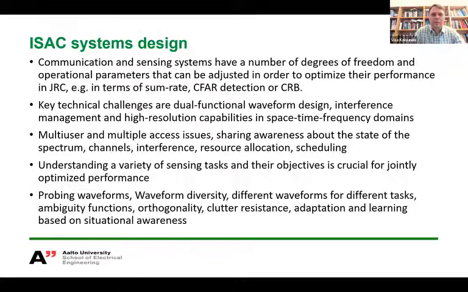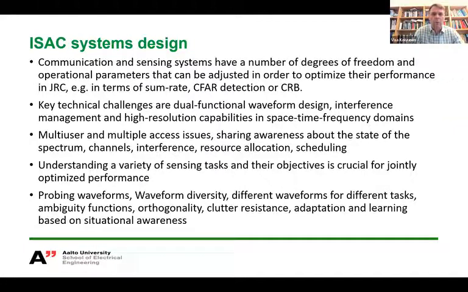In ISAC system design, the communication and sensing subsystems have a number of degrees of freedom and operational parameters that can be adjusted in order to optimize the performance. The objectives may be something like sum rate in communication, constant false alarm rate detection, or parameter bound in parameter estimation.